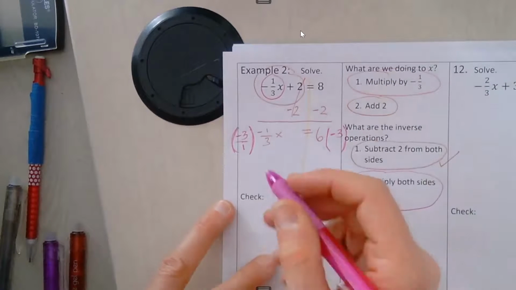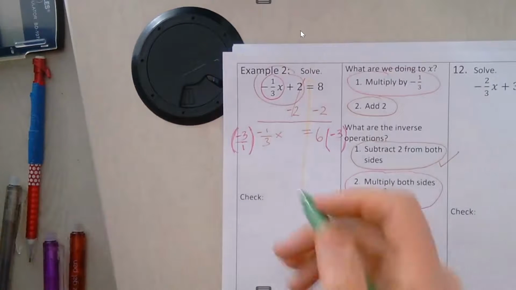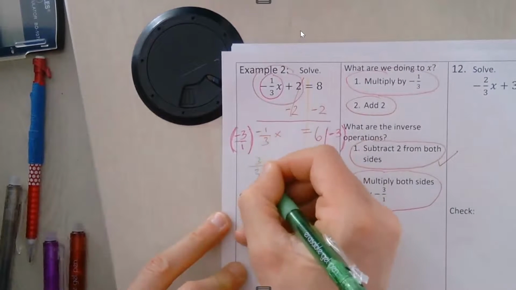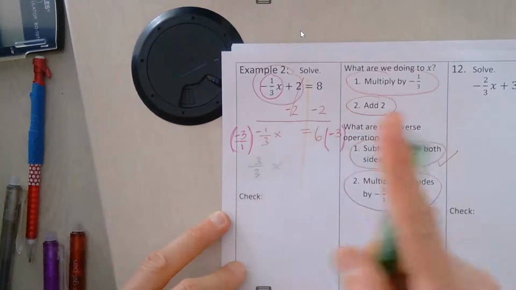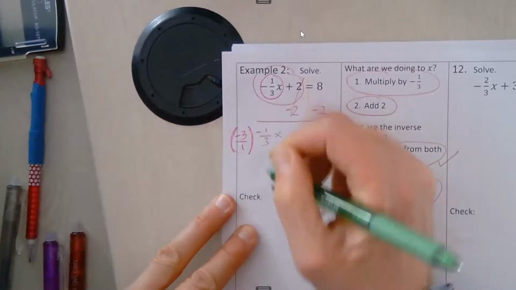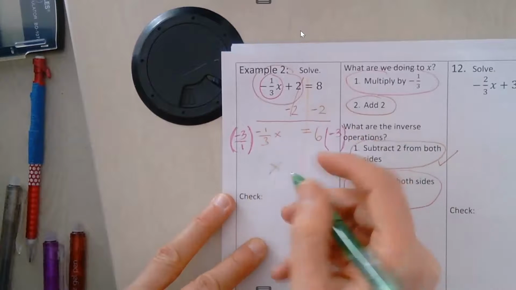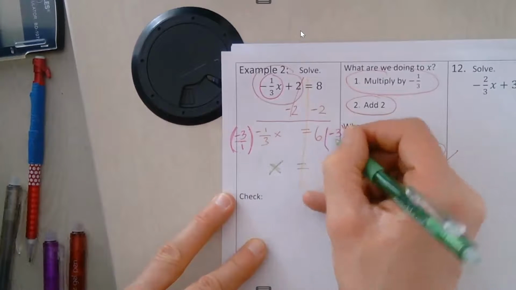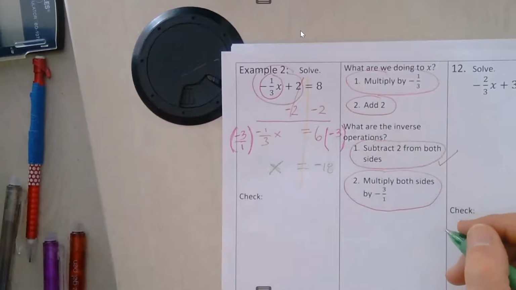All right, now let's multiply. -3 times -1 is 3. 1 times 3 is 3. So this is 3/3 times x. Now you probably know that 3/3 is 1. So this is 1x. And when I have 1x, I don't need to write the number 1. I could, but I don't have to. I can just write x. Now on the other side, 6 times -3 is -18. So it looks like our answer is x equals -18.